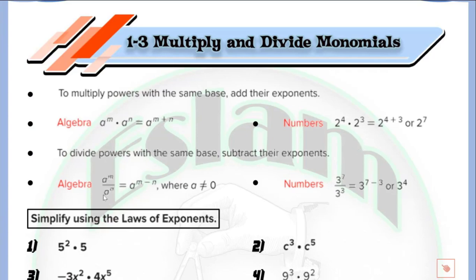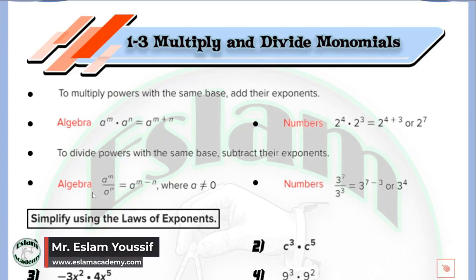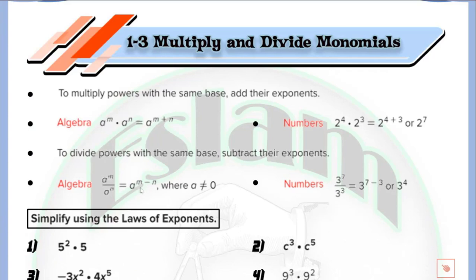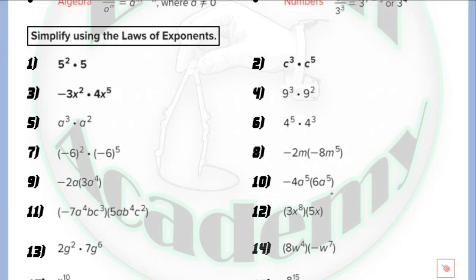In dividing we have the same idea. Once we have the same base, we subtract the power. So a to the power m divided by a to the power n: all we have to do is subtract the power. So the answer would be a to the power m minus n. Suppose that we have 3 to the power 7 divided by 3 to the power 3. We write the base, then we subtract the power, so the answer would be 3 to the power 4.